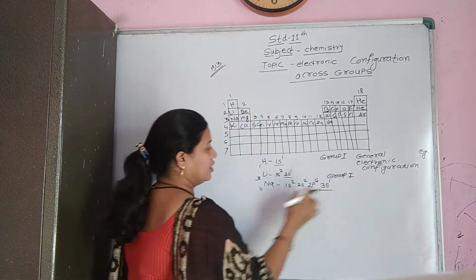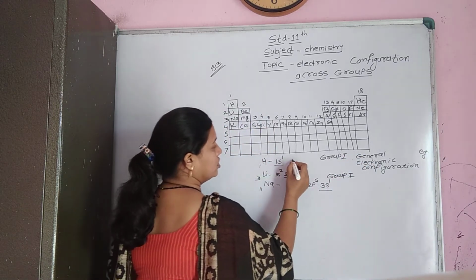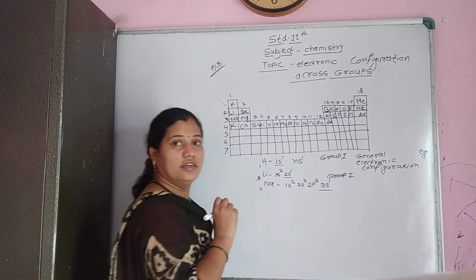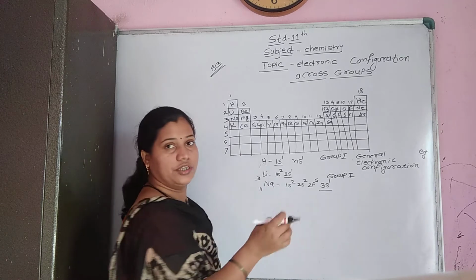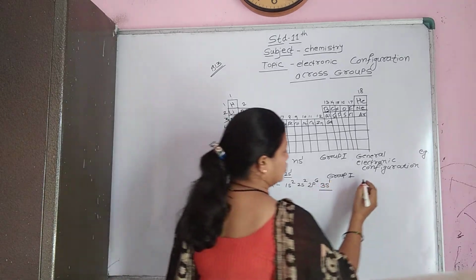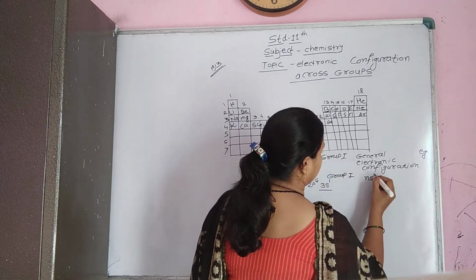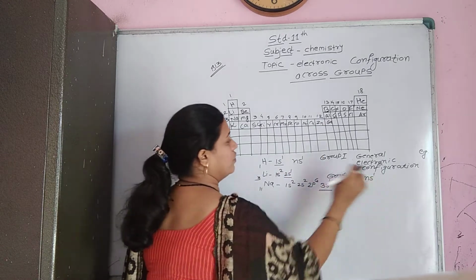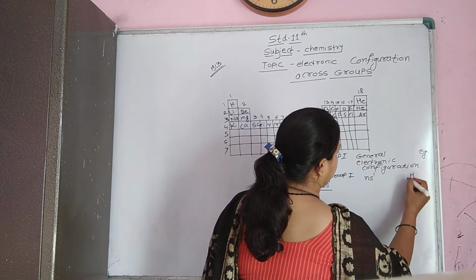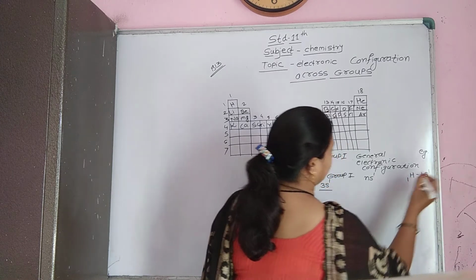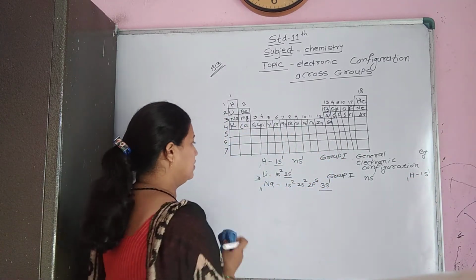Group first has the general electronic configuration ns1, where n stands for the principal quantum number. It may be 1, 2, 3, 4, and so on. So the general electronic configuration of group first is ns1. Here we write the example of hydrogen, having atomic number 1 and electronic configuration 1s1.